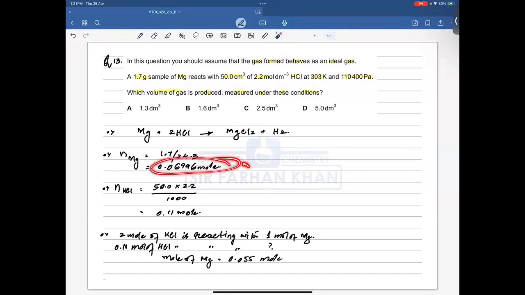0.06, which means these moles are greater than these moles. So the magnesium is in excess, and HCl has to be the limiting reactant.